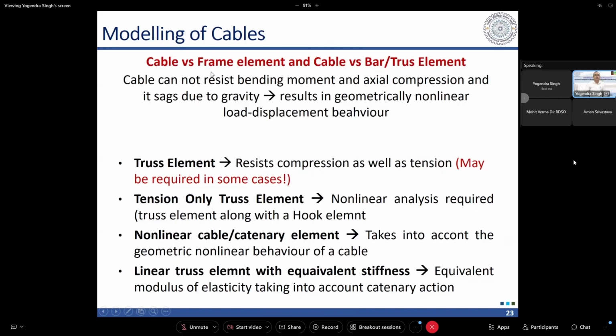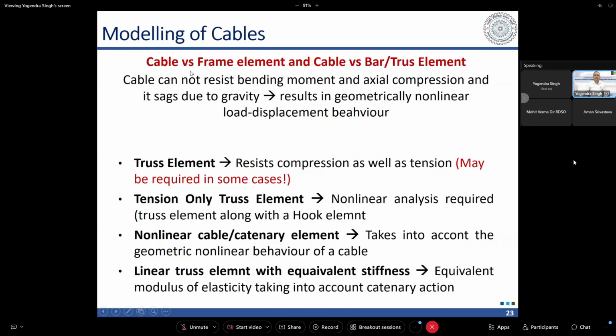So these cables are different from frame elements and even bar or truss elements. How are these different from the frame elements? The frame element has bending stiffness. So when you have a beam and subject it to lateral load, it will bend, and in that process it will provide certain resistance to transverse force.